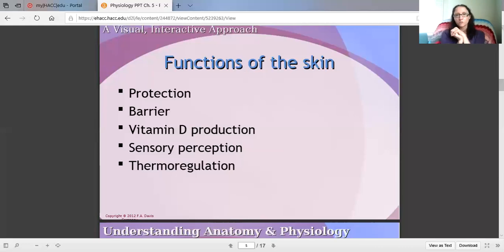And this would be accomplished by what? What do you think? Yes, sweating, absolutely. Your body releases water, it evaporates from the skin, gives us a cooling sensation, and you feel cooler. Ah, yes, that's thermoregulation. So these are the 5 functions of the skin.